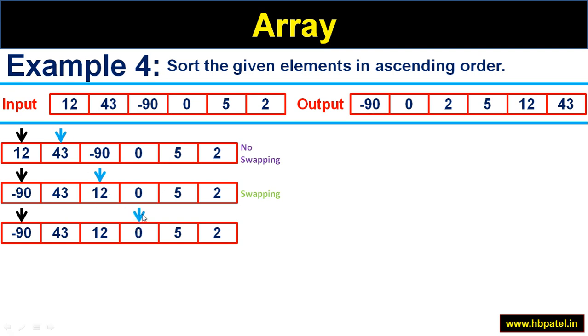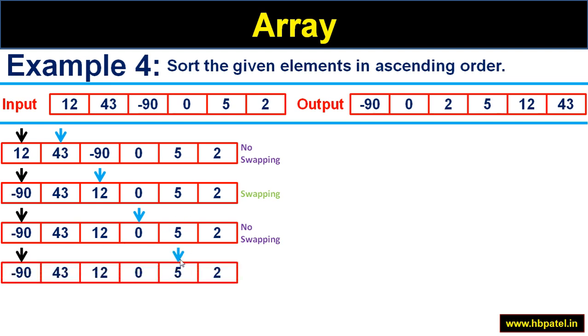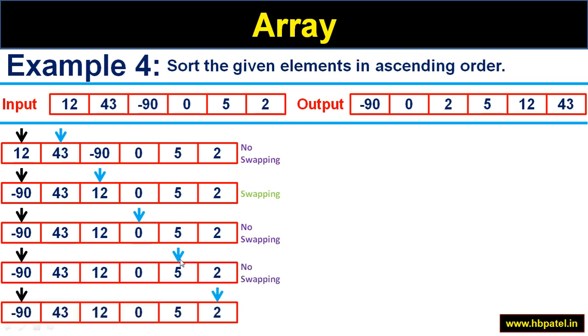So now it is pointing to 0. Now minus 90 and 0. No swapping is required because 0 is greater than minus 90. So the blue pointer is incremented by 1, and then it is pointing to 5. Again no swapping. And the blue pointer is pointing to 2. No swapping. If you look at this carefully, after this process the smallest number has come to the beginning. So this is the first phase.